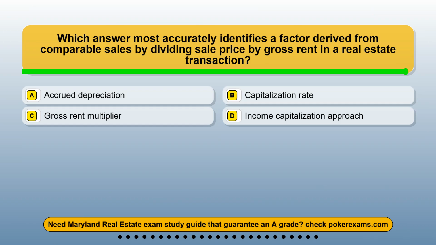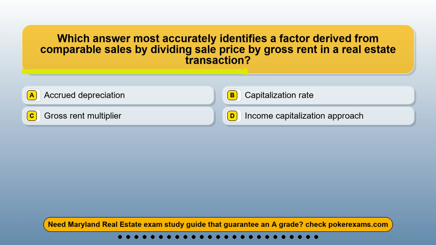Question 16. Which answer most accurately identifies a factor derived from comparable sales by dividing sale price by gross rent in a real estate transaction? Option A. Accrued depreciation. Option B. Capitalization rate. Option C. Gross rent multiplier. Option D. Income capitalization approach.